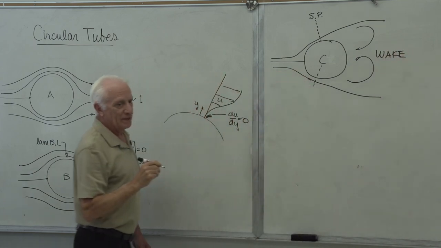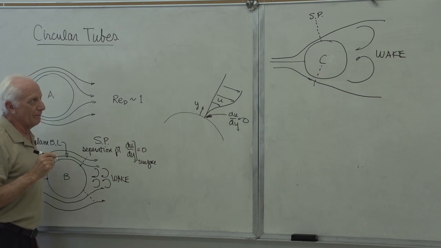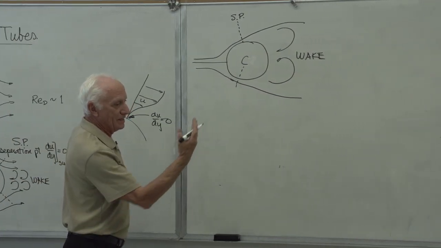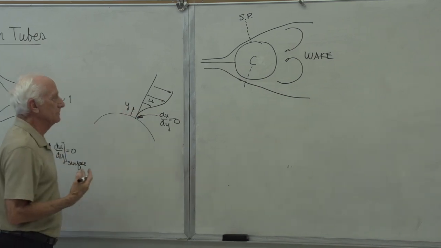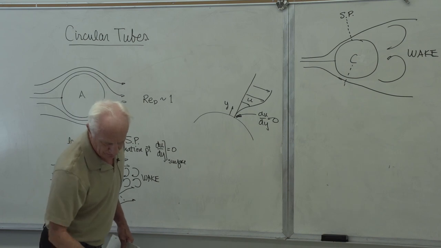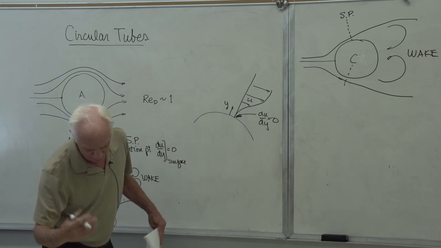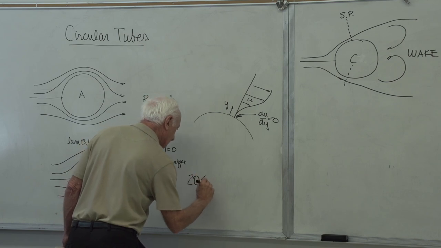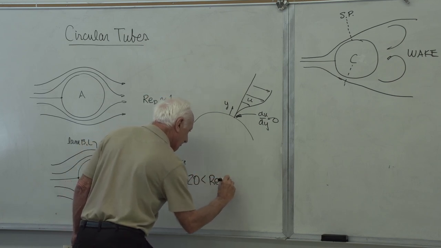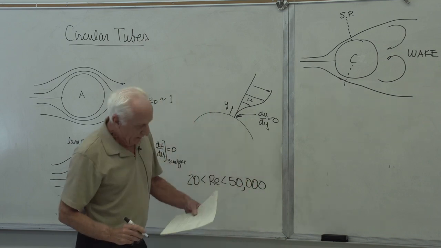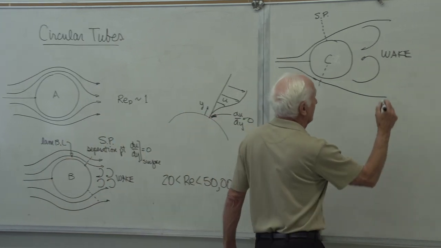The wake region gets bigger. Separation points move forward in front of the 90 degree mark towards the front of the cylinder surface. Case C. By the way, this Reynolds number is roughly somewhere from 20 to 50,000. This guy is from 50 to 200,000.